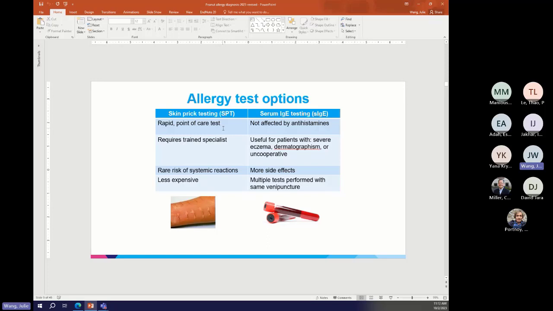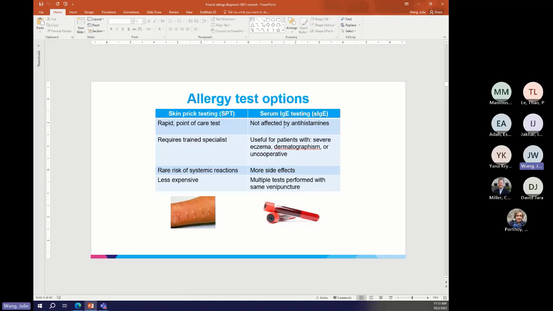What's nice about skin testing is that it's rapid, it's point of care testing. You'll get some results before the patient leaves you that day so that you can start providing some guidance. It does require a trained specialist, so someone who is experienced at administering and reading skin tests. The risk of systemic reactions is quite low, and in general it's a not very expensive test.